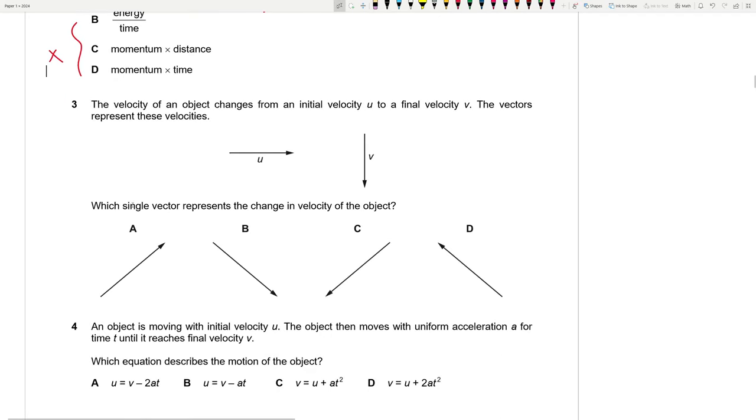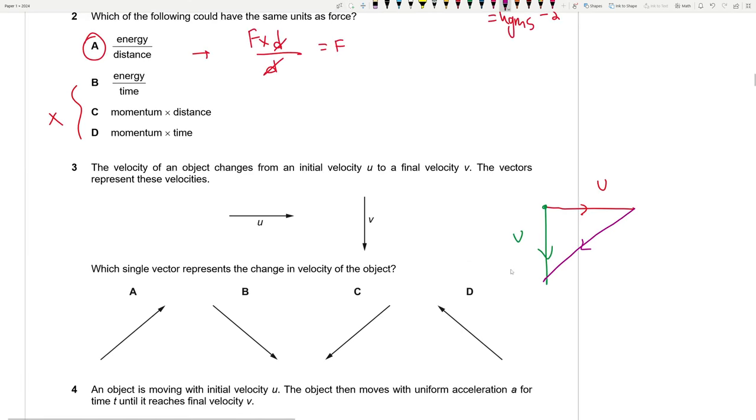Number 3, the velocity of an object changes from an initial velocity u to a final velocity v. The vectors represent these velocities. Which single vector represents the change in velocity from u to v? Initially it's u, but then it changes to v. It's initially u, and then a change occurs, which results in the velocity turning to v. So the end product is this. It is initially u, and then a certain change occurs, which results in it going vertically downwards. So you could check like this.